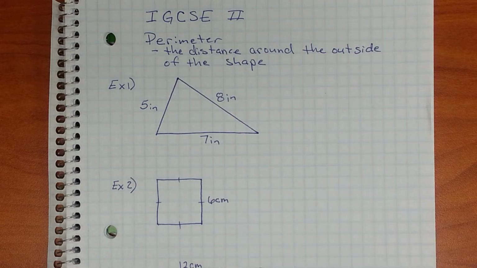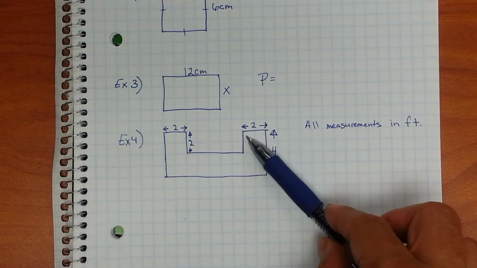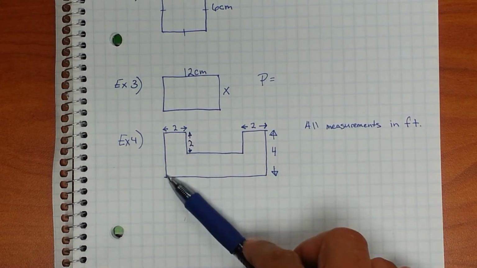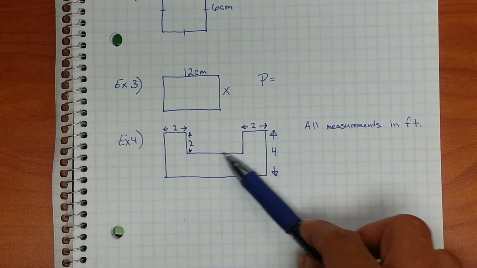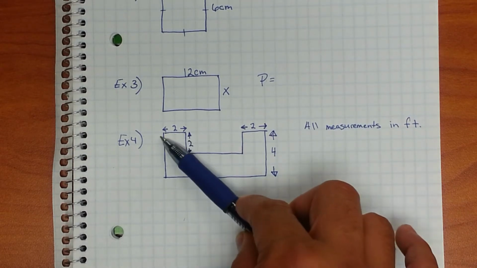So I'll show you example 4 right here. These all are surrounding the outside of the shape. So it would go all the way around like this. So we would have to add together all those sides right here.